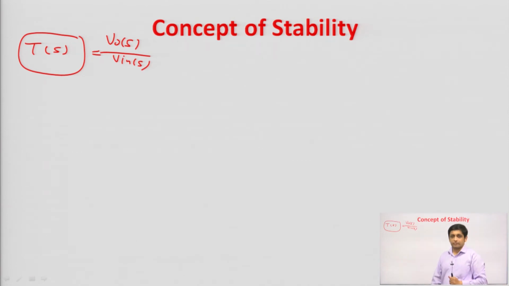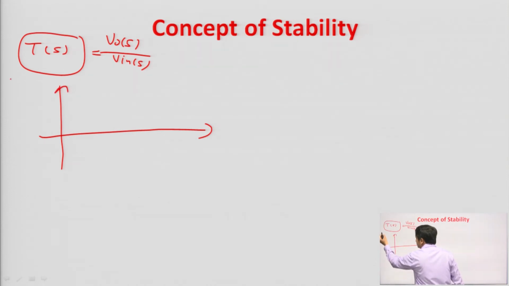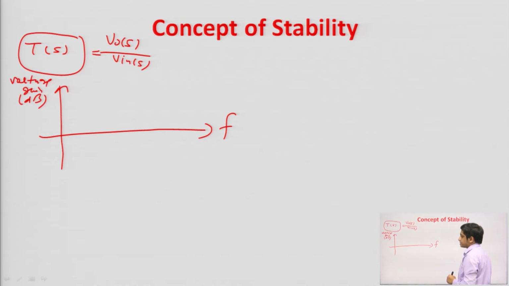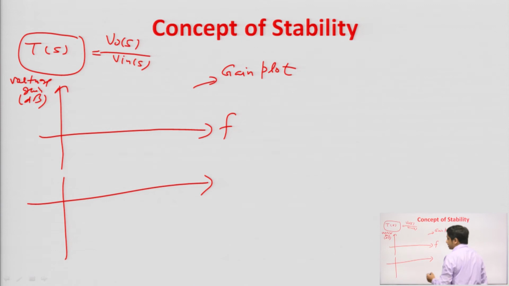After calculating, just draw the gain response and phase response of this transfer function. Gain response means the voltage gain in dB is on the y axis, and frequency is on the x axis. This is the first graph, and this is called your gain plot. Similarly, for this transfer function, we will draw the phase plot. The phase plot is the graph between phase versus frequency, right.